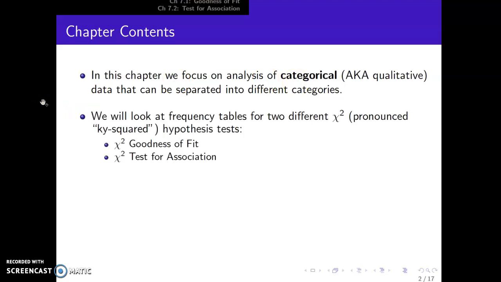So we're going to look at, as I said, those two different hypothesis tests. Chi-squared is a Greek letter, pronounced chi-squared. It's spelled C-H-I in English, but kind of looks like a scripty X. So like I said, the chi-squared goodness-of-fit, this is chapter 7.1, and then the chi-squared test for association, 7.2.